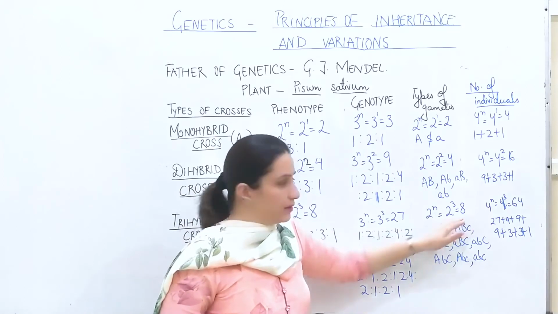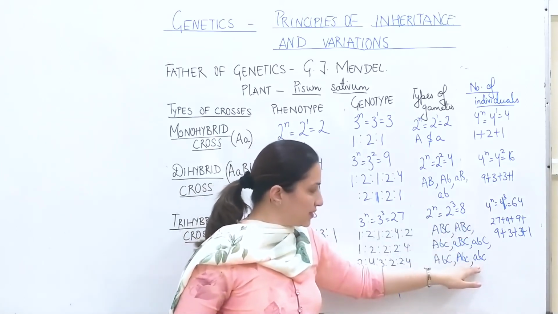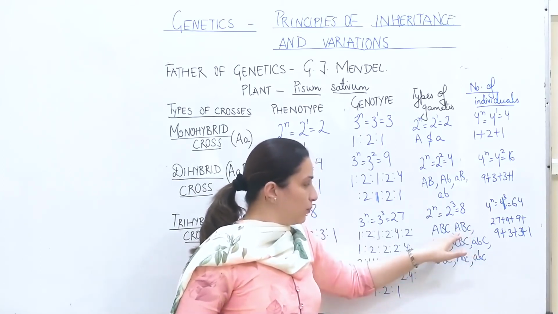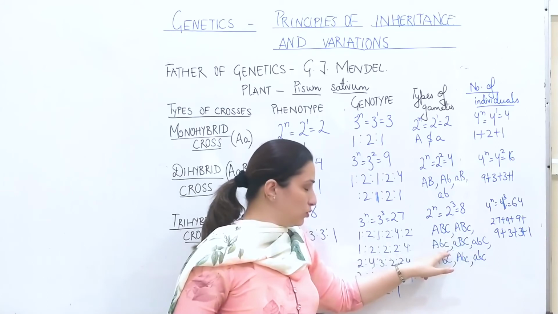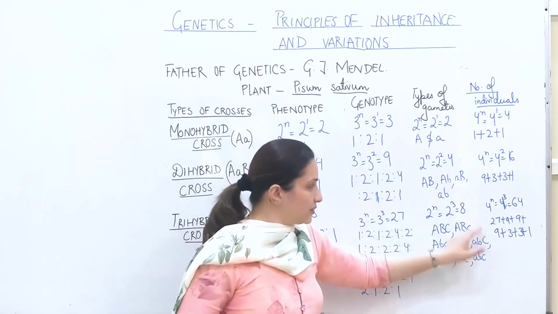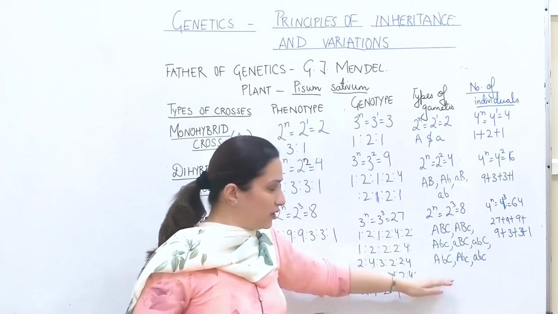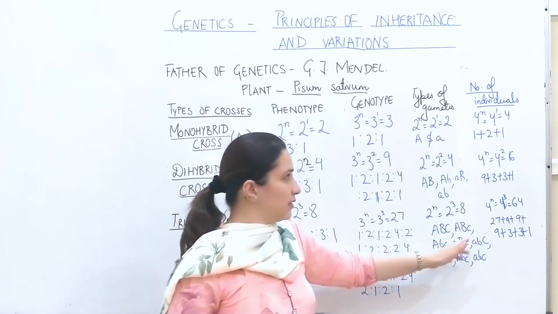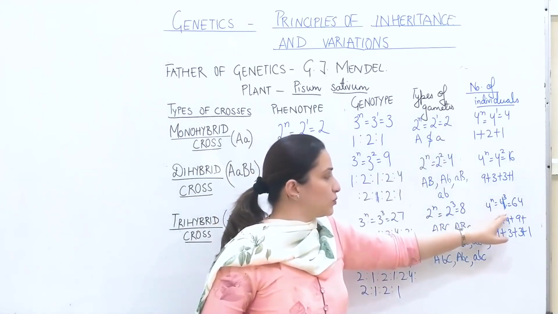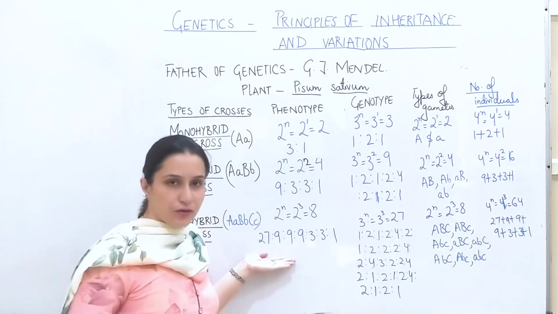In this case, first of all, we will take all dominant and then all recessive, and then 1 small with the other 2 dominant, or maybe two recessive with 1 dominant. In this case, we are going to have these 8 gametes. Okay, so this is an important example, and I am going to discuss it later. Number of individuals will be 4 raised to power n, that is 4 raised to power 3, 64. And again we are going to add the phenotypic ratio.